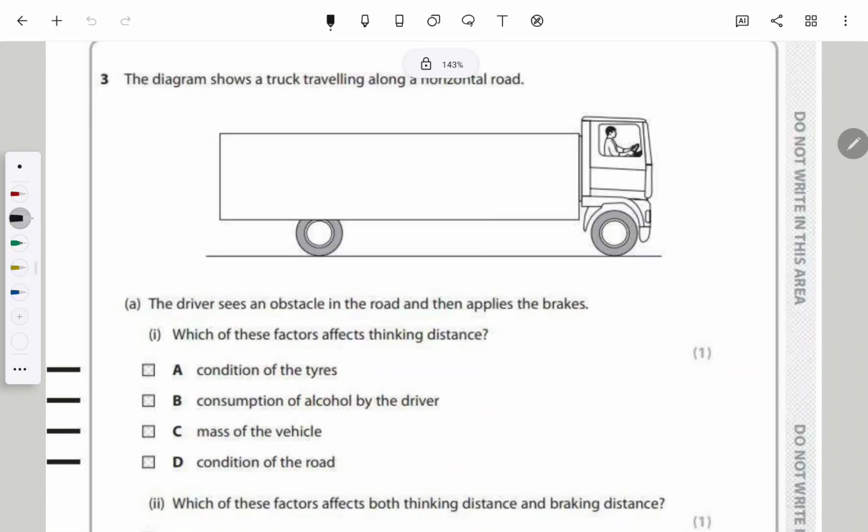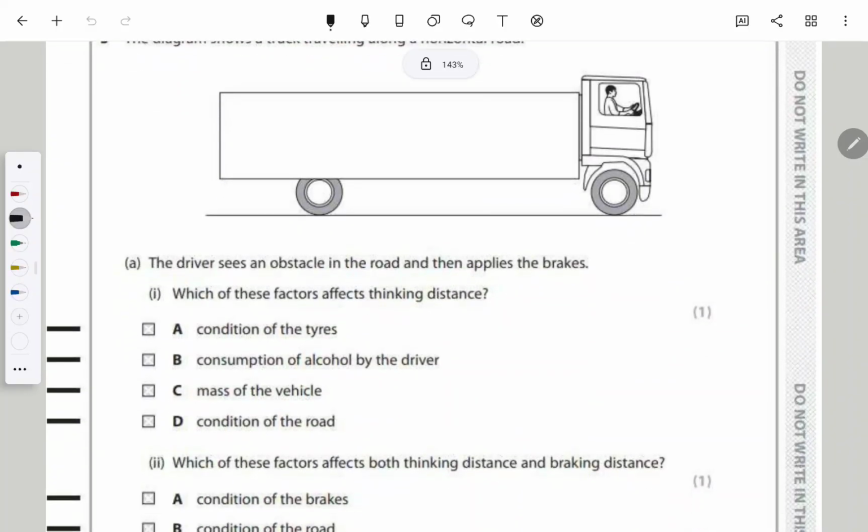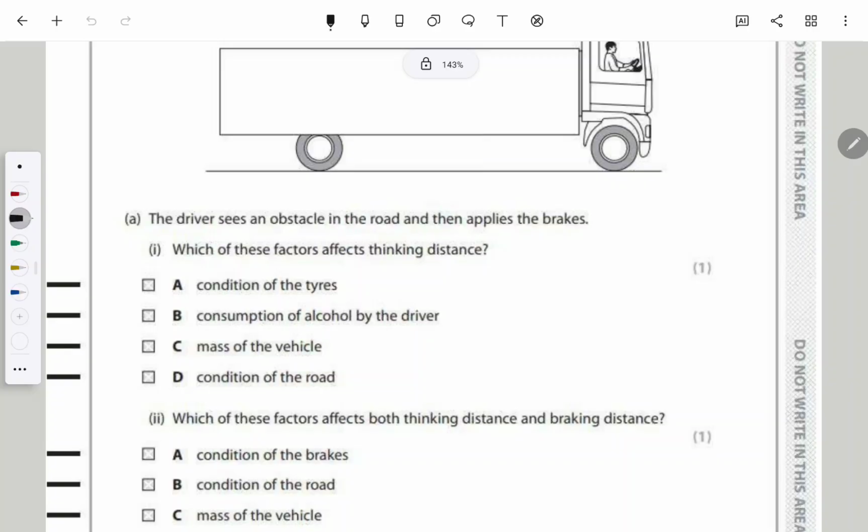Moving on to the next one, it shows you a diagram of a truck traveling along a horizontal road. The driver sees an obstacle in the road and then applies the brake. Oh, this is a throwback. Which factors affect the thinking distance? This is like unit 1 stuff, okay? Which of those affect thinking distance?